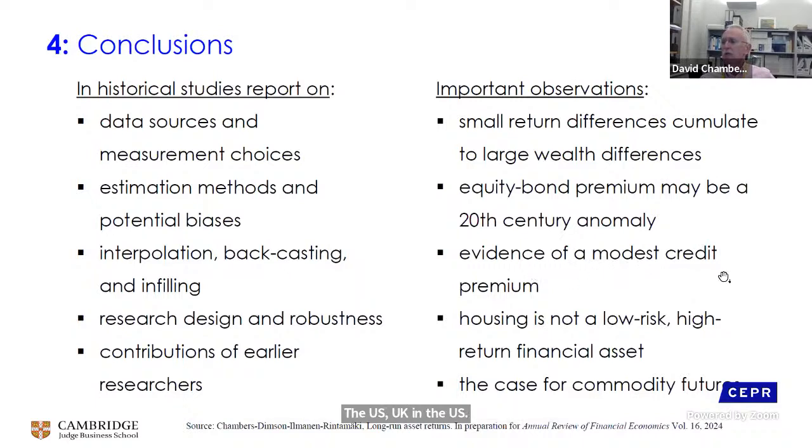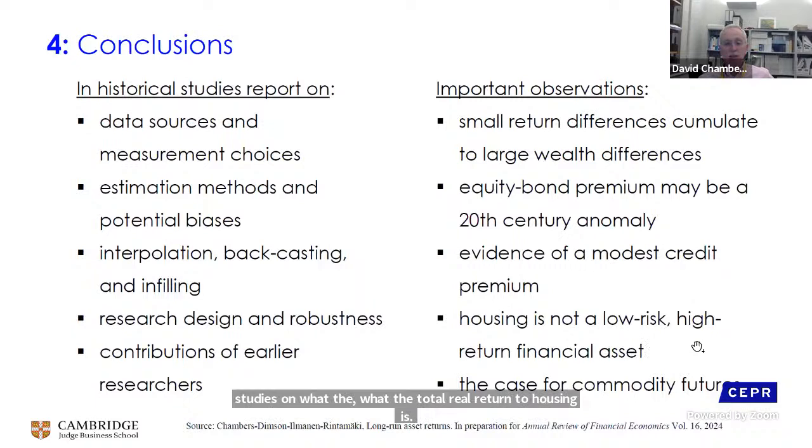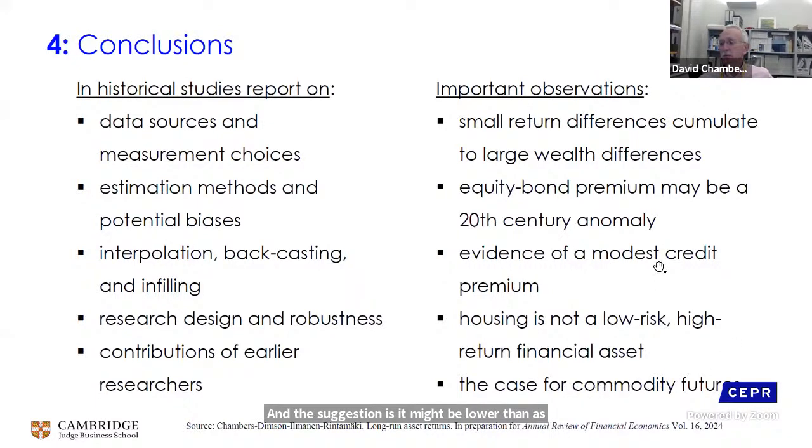The evidence on the credit premium suggests that whilst it's modest, there are issues about out of sample estimation, and so there are some challenges that need tackling there, which may not be possible to tackle. On housing, I would suggest that there is a disagreement between the micro studies and the macro studies on what the total real return to housing is, and the suggestion is it might be lower than previously estimated. And lastly, when looking at commodities, it looks like there is a positive and substantial risk premium there, which is now starting to be documented.